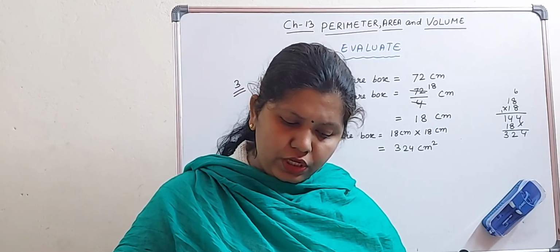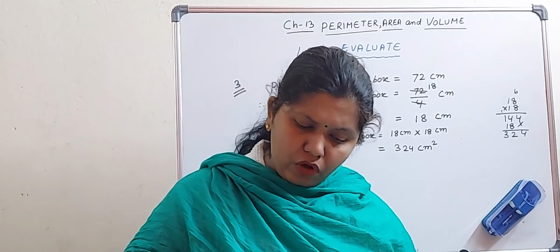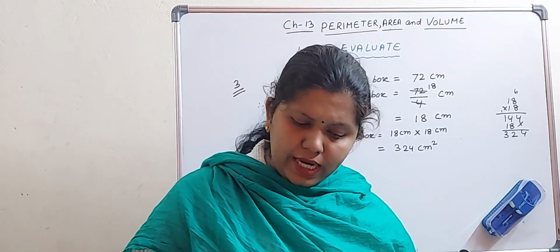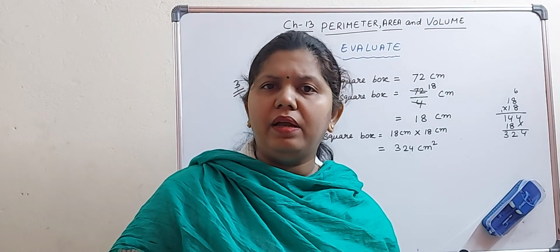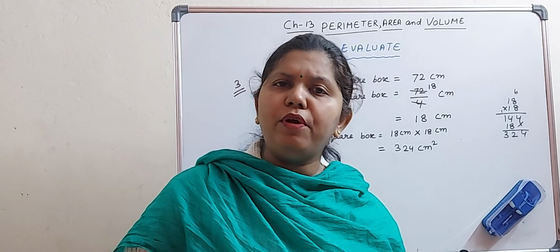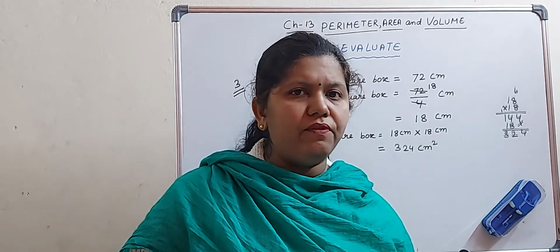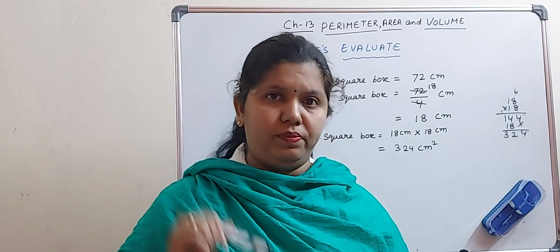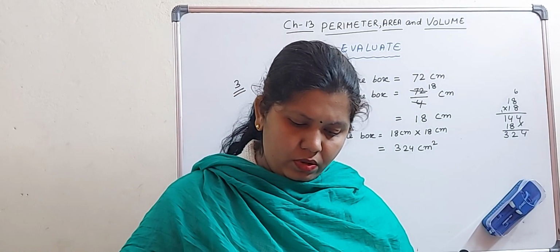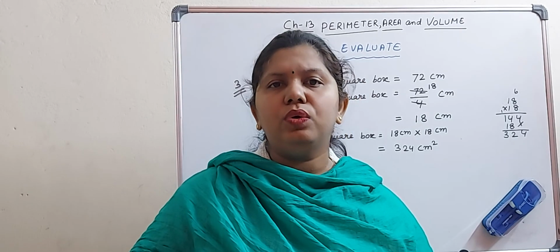Okay, and question number 5. Find the volume of a cube whose side is 7.5 decimeter. You can simply take out 7.5 into 7.5 into 7.5. But what will be the unit? It will be decimeter, dm cube. Okay? Okay then. So thank you children.